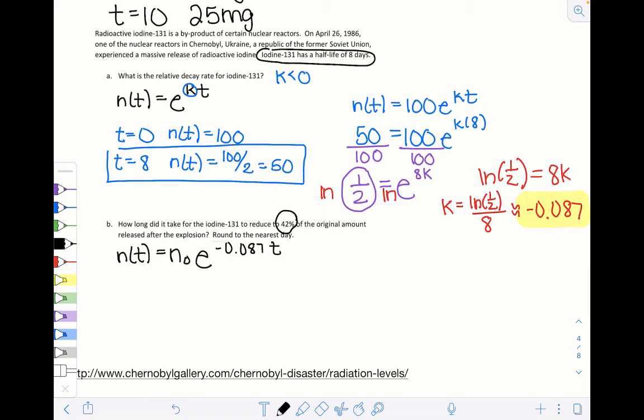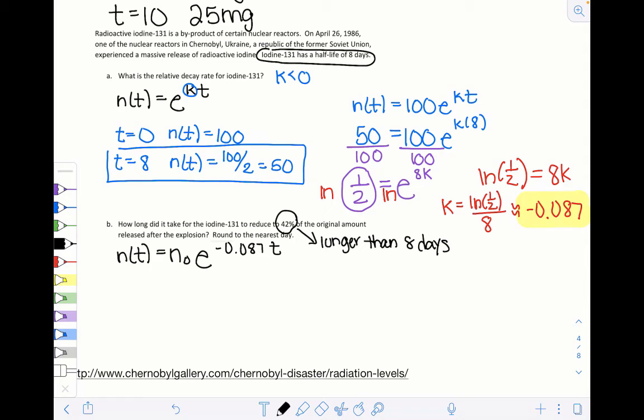So before I do any calculations, one thing I might mention is that I know based on the half-life that it is going to take longer than 8 days, because 8 days is what it would take to get to 50%. So sometimes I like to just think about that ahead of time, so when I get my answer at the end, I can see, does it make sense from what I expected?